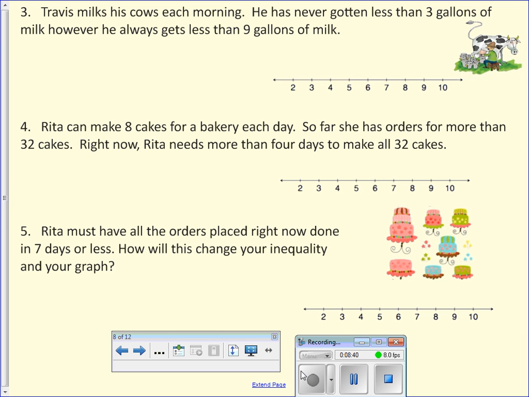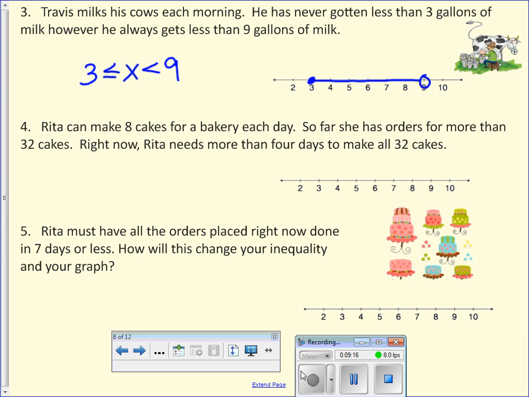So Travis milks his cows every morning. He has never gotten less than 3 gallons of milk. However, he always gets less than 9. He has never gotten less than 3, so that means he gets 3 or more, but he always gets less than 9. So it's the unfilled in, the open circle, because he doesn't get 9, it's always less than 9. So 3 is less than or equal to x, less than 9. So that's the inequality that you write.